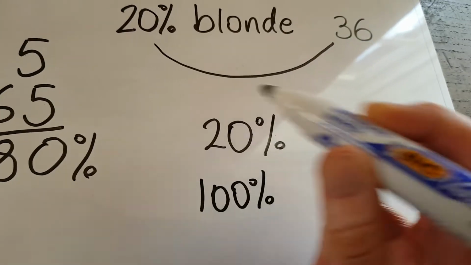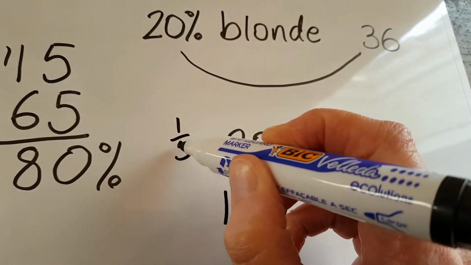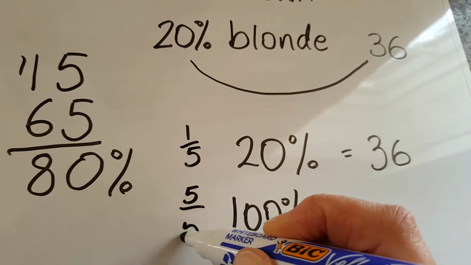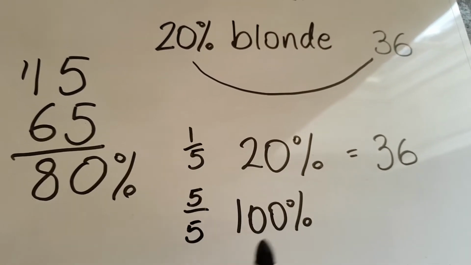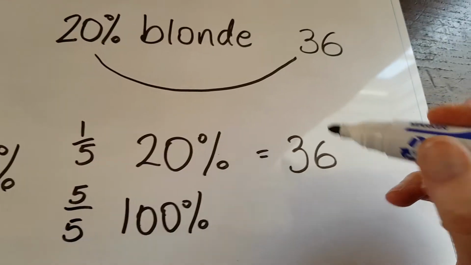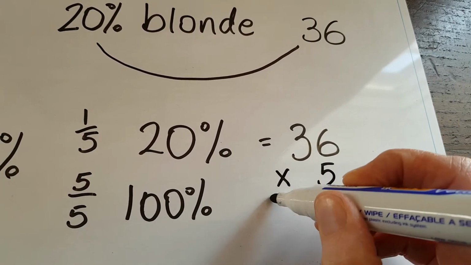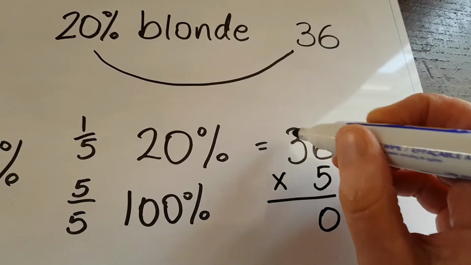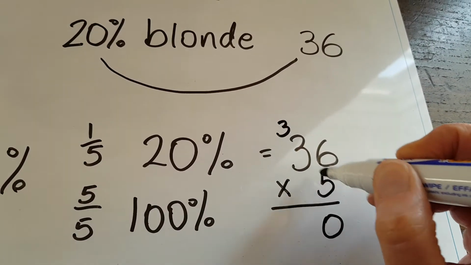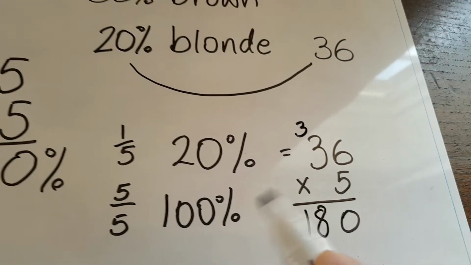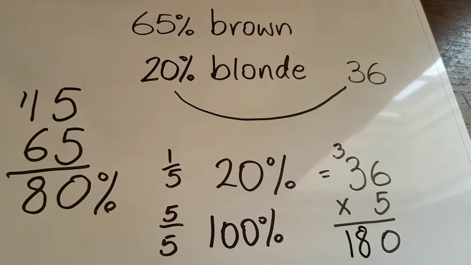Well, another way of thinking of 20% is 1/5. So 1/5 is 36. I want to find 5/5. So if I multiply 36 by 5, I'll get my total number of children. 6 5s are 30, carry my 3. 5 3s are 15, and 3 is 18. So altogether, there are 180 children.